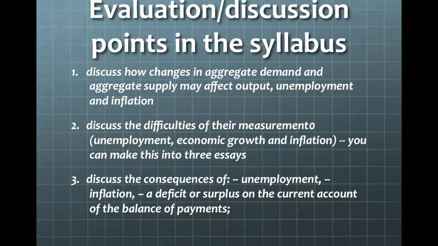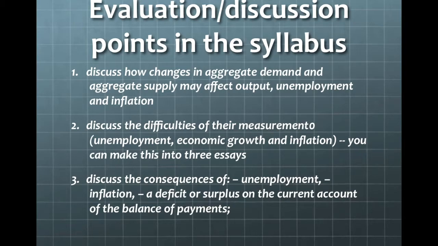The first one is discuss how changes in aggregate demand and aggregate supply may affect output, unemployment, and inflation. So you might get a question that says discuss how changes in aggregate demand affect blah, blah, blah, or discuss how changes in aggregate supply, blah, blah, blah, or some variation of that. The second thing is discuss the difficulties of their measurement. These are the previous objectives: unemployment, economic growth, and inflation.